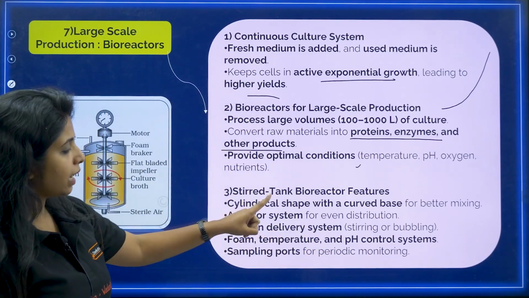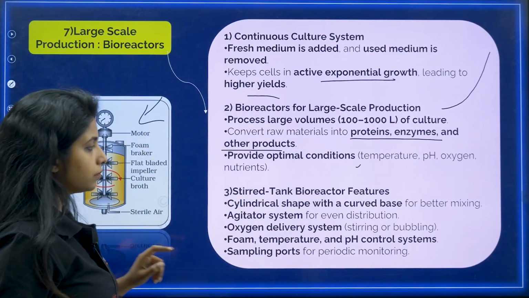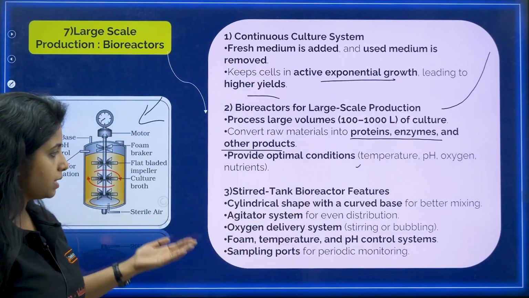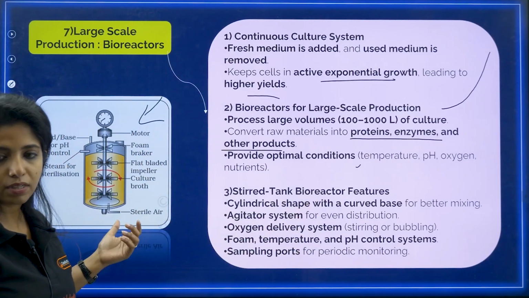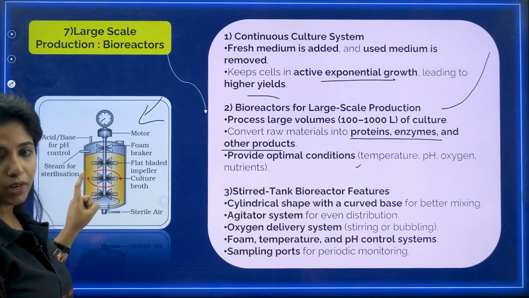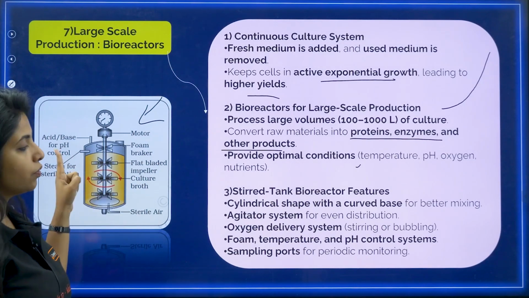Okay. Now, the stirred tank bioreactor, which is this, my dear children, has a cylindrical shape with a curved base that allows better mixing. There's an agitator system. What does the agitator system do? It helps in even distribution of all the things.